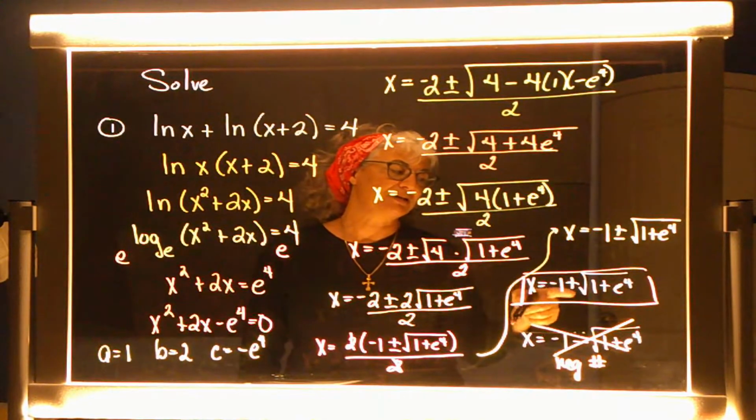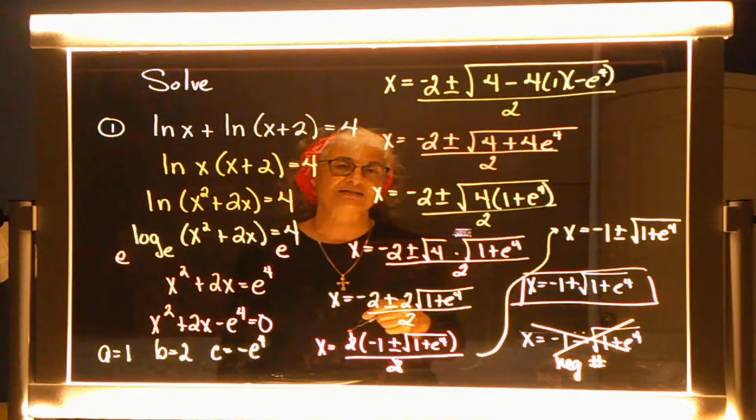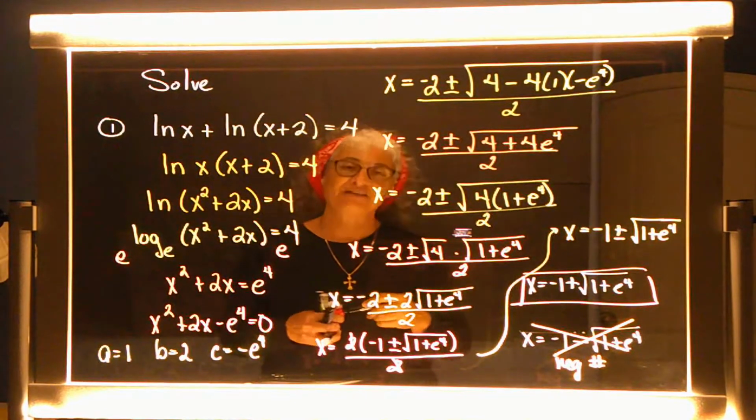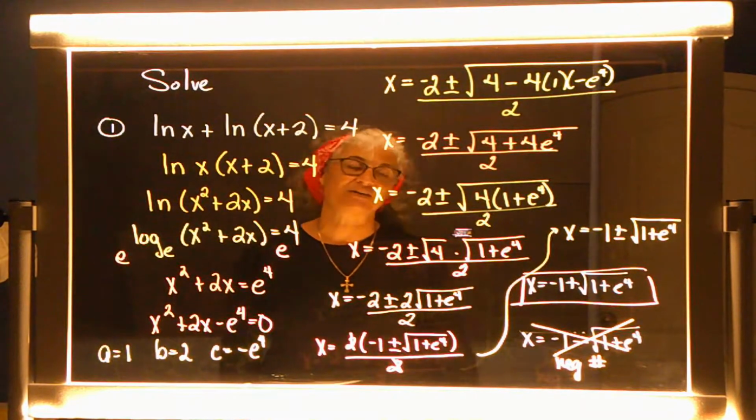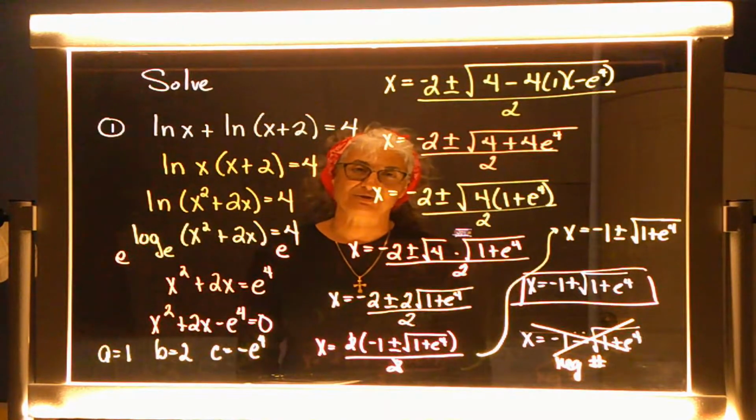Negative 1 plus the square root of 1 plus e to the power of 4. And if they want a decimal answer, well, I'm sure you've plugged it into your calculator to verify, and now you've got the decimal answer.